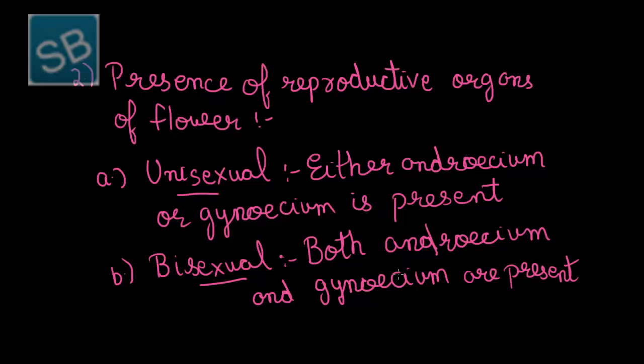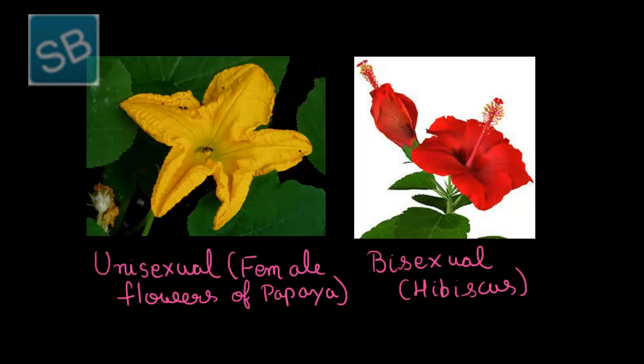Thus, in bisexual, both male and female parts are present, but in unisexual, either male or female is present. For example, this figure shows the unisexual flower, that is, these are the female flowers of the papaya plant. On the contrary, hibiscus is the example of bisexual flower, where both male and female parts are located. Third basis of classification is on the basis of symmetry.